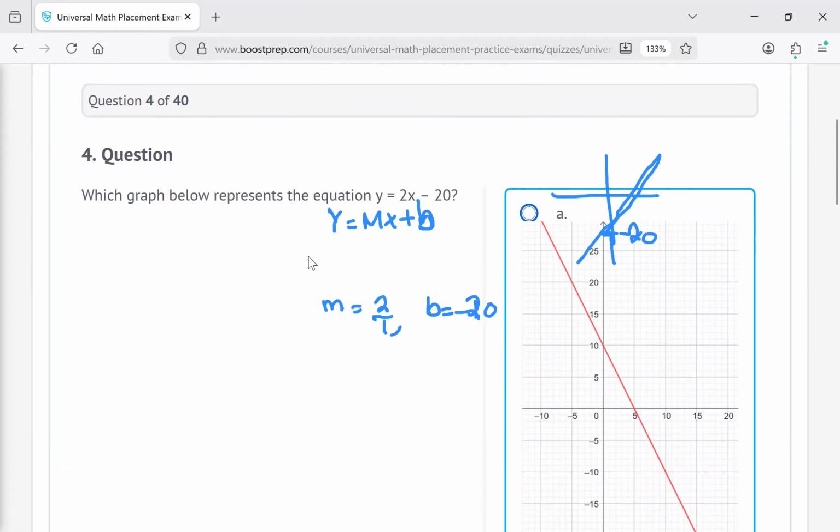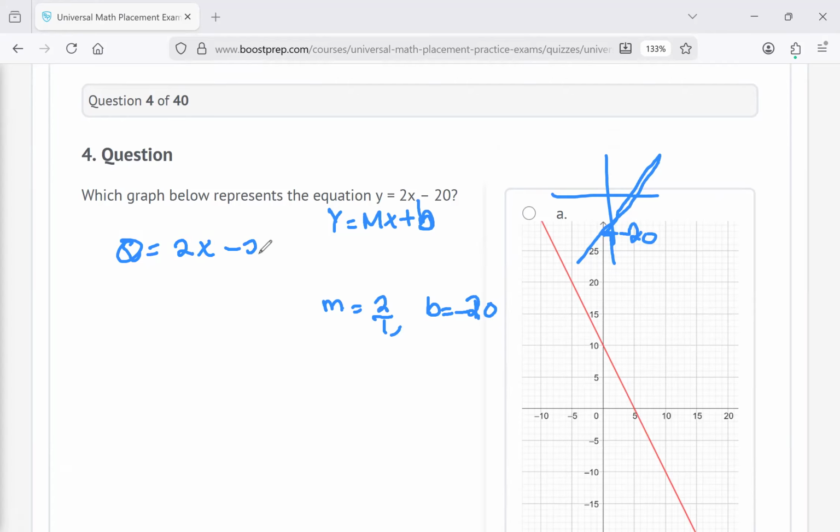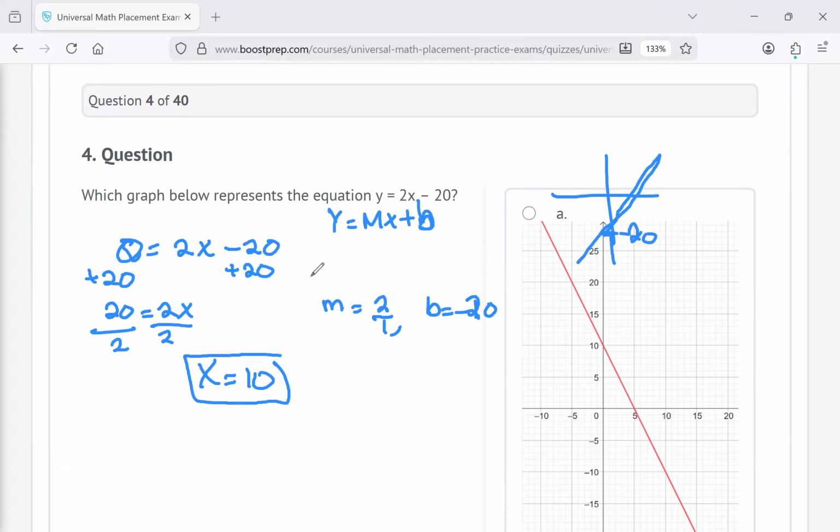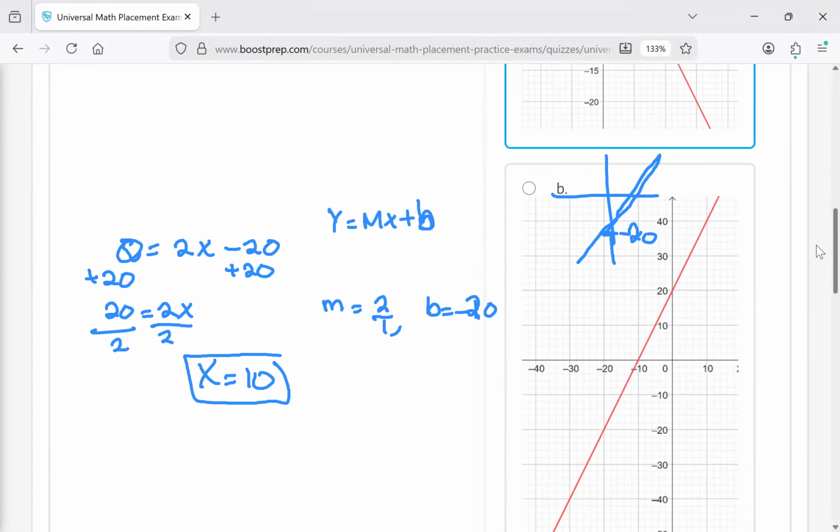Let's find the x-intercept real quick. So how do you find the x-intercept? You set y to 0 and then solve for x. Divide this by 2 and you get x equals 10. So you have an x-intercept of 10, and a y-intercept of negative 20, and then our slope.